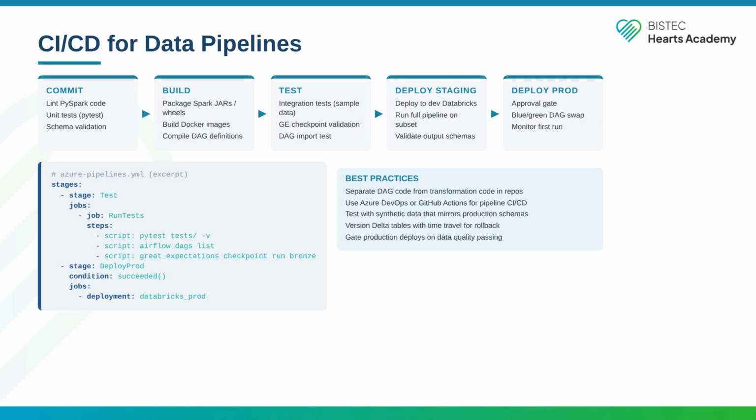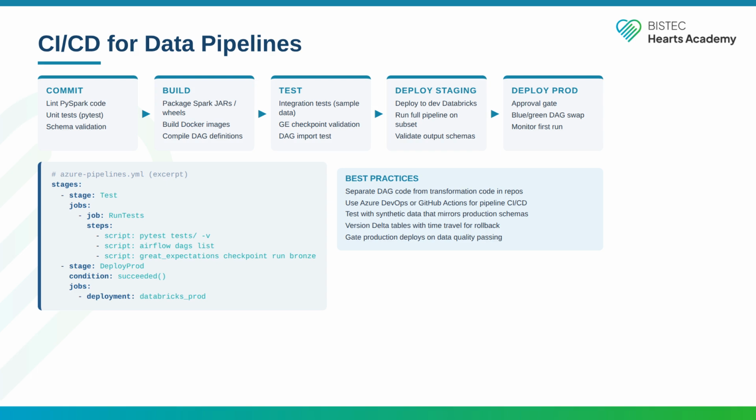CI/CD for data pipelines follows the same principles as application CI/CD with some data-specific considerations. 5 stages in the pipeline. At the commit stage, you lint PySpark code, run unit tests with PyTest, and validate schemas. During the build stage, you package Spark jars or Python wheels, build Docker images, and compile DAG definitions. The test stage runs integration tests against sample data, executes Great Expectations checkpoint validation, and performs DAG import tests to verify Airflow can parse your definitions.